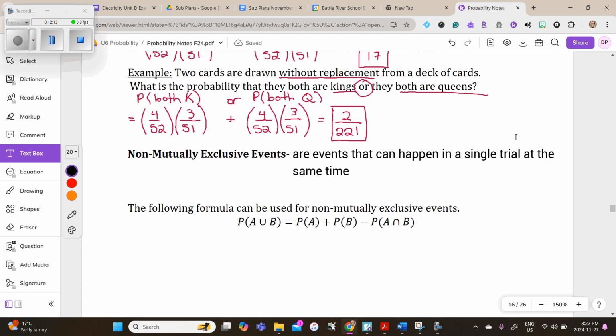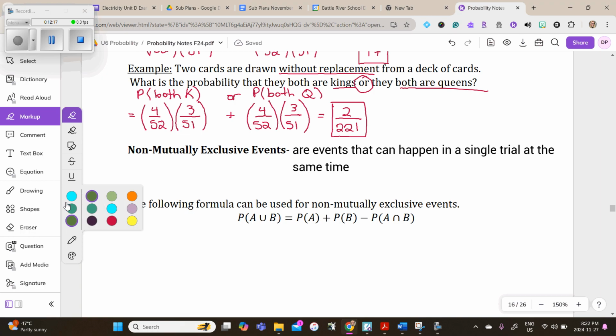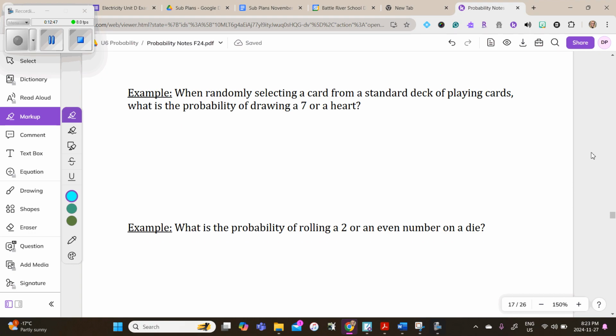So this formula, once again, is on your formula sheet, and it will be used to calculate the probability of non-mutually exclusive events. So it looks slightly different. We are still adding because of that word or. However, we are subtracting the overlap. The reason that we have to subtract that overlap is because we included those two numbers in there twice. Let's try a few examples.